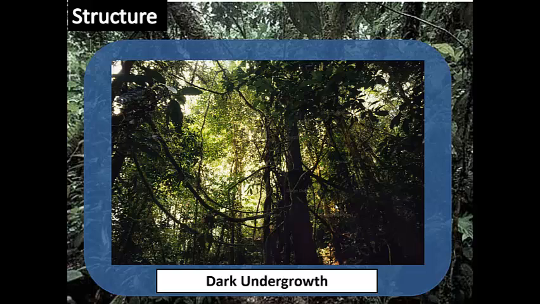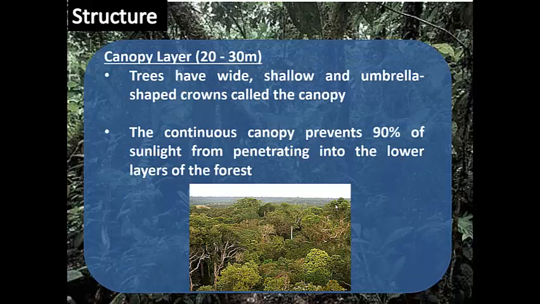This picture shows you the dark undergrowth of a tropical rainforest. You may want to ask, why is it so dark? Let's move on to find out. The reason lies in the second layer, which is the canopy layer. In this layer, the crowns of trees which are wide and umbrella-like join to form a continuous canopy. This continuous canopy prevents 90% of sunlight from penetrating into the lower layers of the forest.